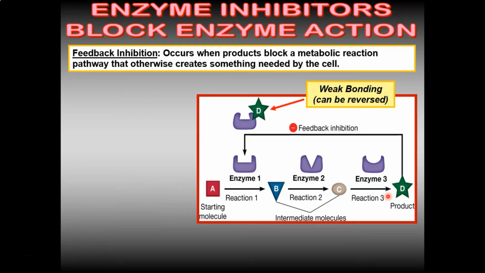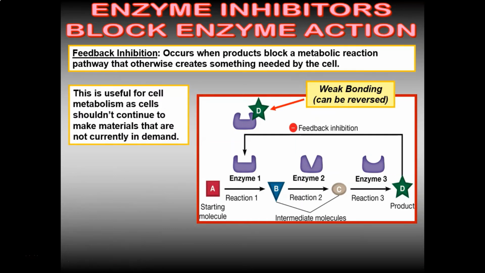And why would you do that? Well, if you think about it, if there's a whole lot of these green stars floating around, it makes sense that we wouldn't need any more, right? So that's, if it's weak bonding, sure, you can reverse it. Okay, and this is something that cells do all the time just so they don't waste materials, right? You shouldn't continue to make materials that are not currently in demand. What a waste that would be, right?